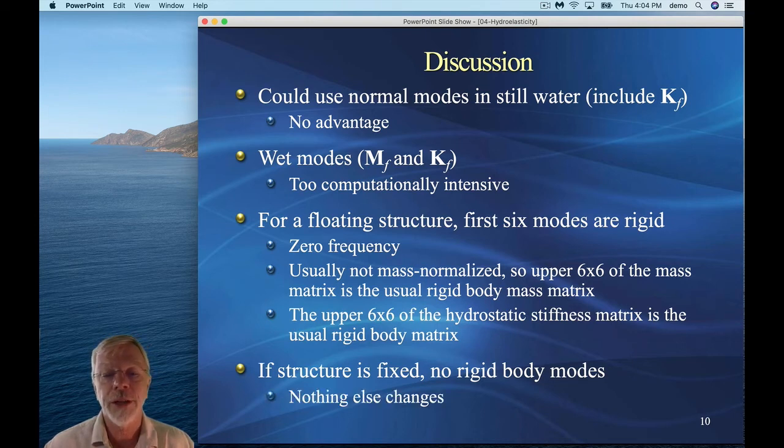Now, I'd like to point out that this is why I said early on in this video series that the hydrodynamics of a rigid body could be viewed as a subset of hydroelasticity. If we're just doing rigid body hydrodynamics, we're just taking 6 modes of the structure, the first 6 rigid body modes, and not including any flexible modes or deformational modes. Otherwise, everything else is the same.